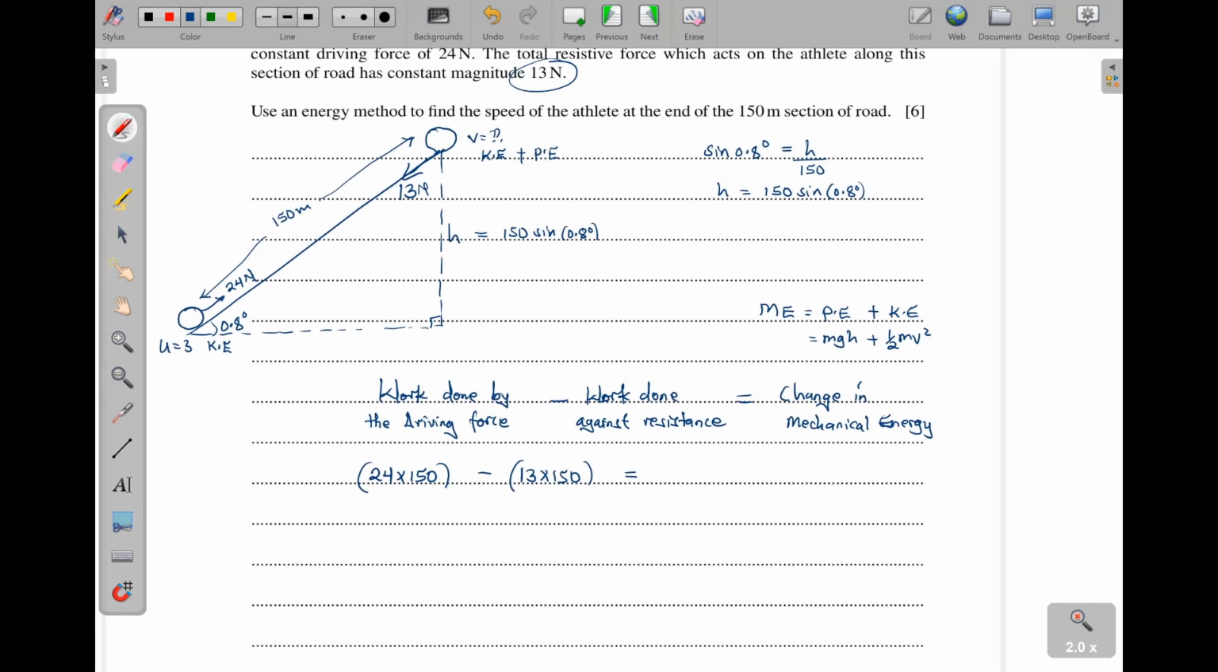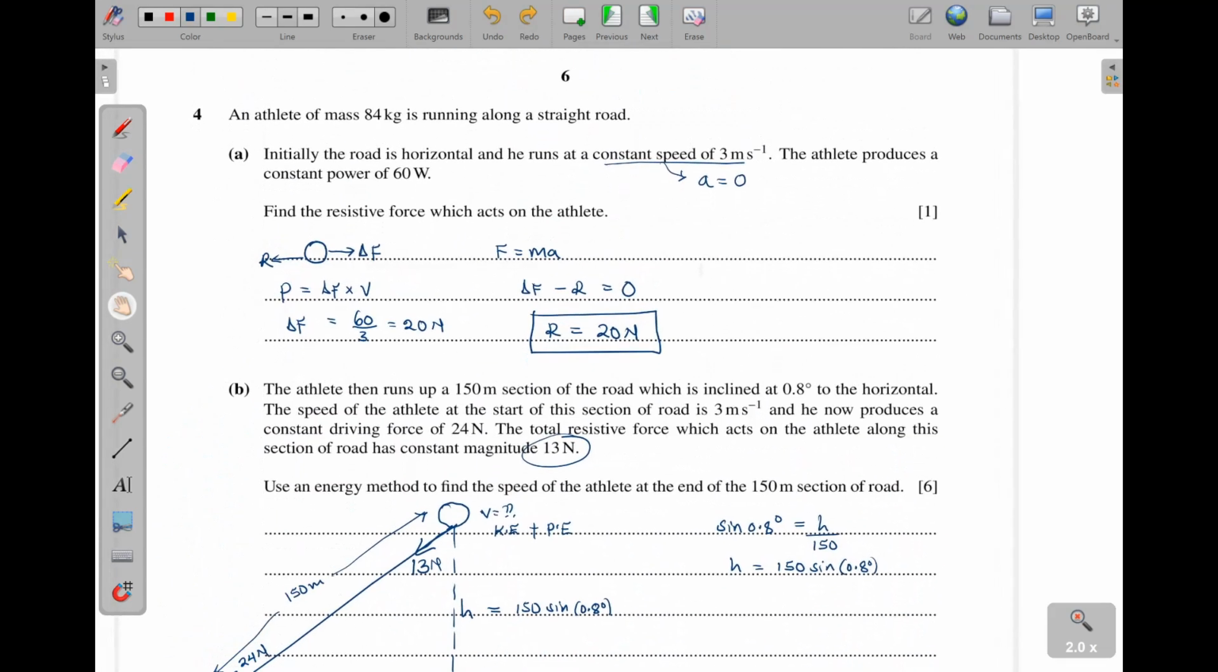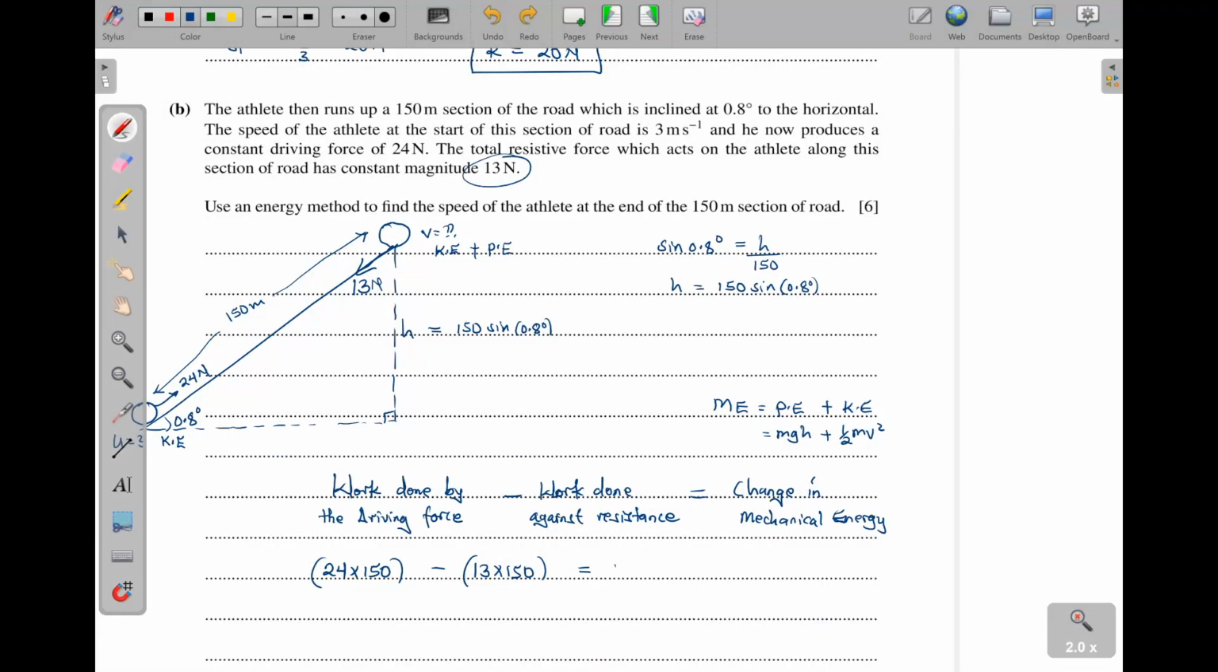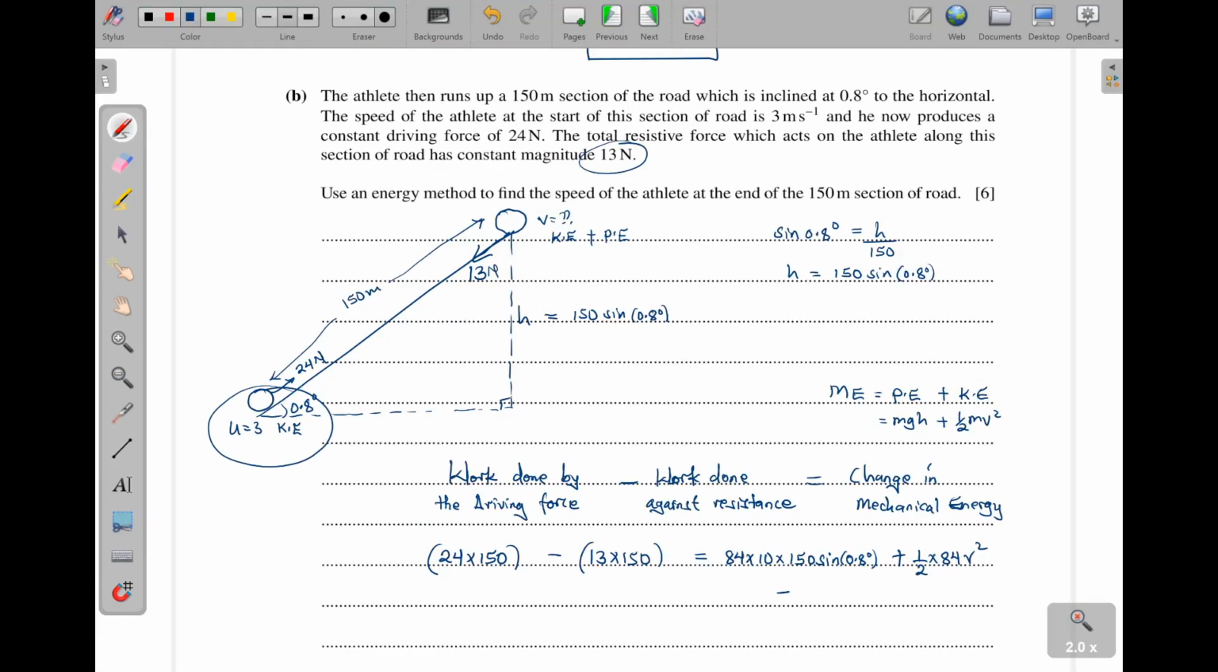You get the final minus the initial. The final has kinetic, and then we also have potential. The potential energy is mgh. What is the m here? The mass is 84. So 84 times g, which is 10, times the height, which is 150 sine of 0.8. Then we add on the kinetic energy, which is a half mv squared. We don't know v, it is the one we are looking for. Then minus the initial kinetic energy, so a half times the mass, 84, times 3 squared.